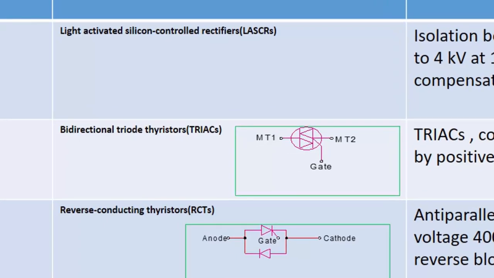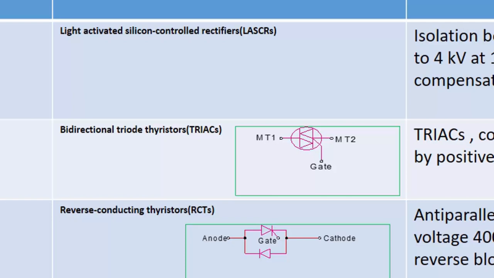Next is the bidirectional triode thyristor. These are also known as TRIACs. This you can find in the latest fan regulators. In this thyristor, just like the basic thyristor, three terminals are there. But the speciality of this thyristor is that current can flow in both directions. It is similar to two thyristors connected in anti-parallel, and a common gate is there. Current can flow from MT1 to MT2 as well as from MT2 to MT1.